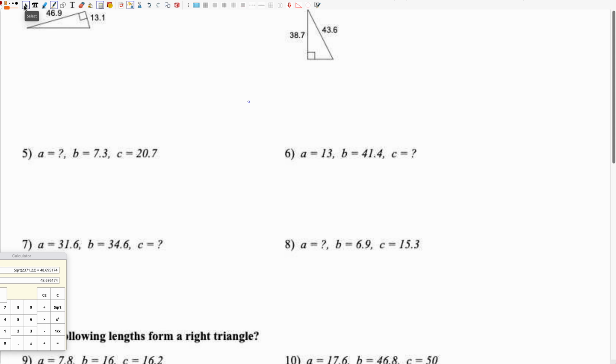Number 5. So does it matter if they don't give you a picture of a triangle? No. It shouldn't. But you know what? If you really like pictures of triangles, draw one. If you need to see it, just draw a little triangle and say that's A and that's B, which is 7.3. And then this is C, which is 20.7. You don't have to. So A squared plus 7.3 squared equals 20.7 squared.